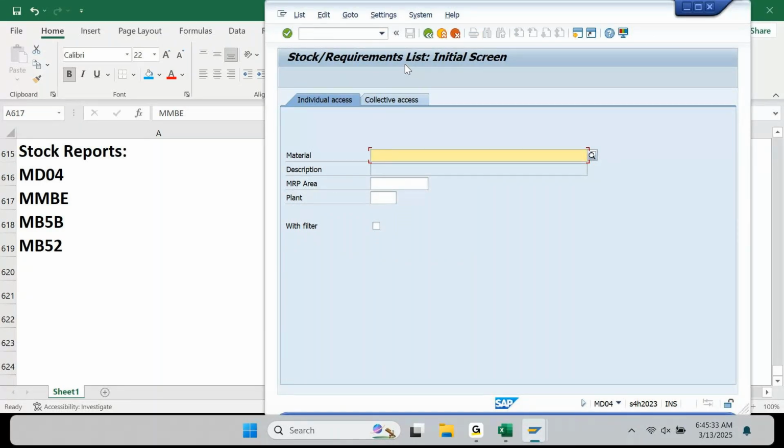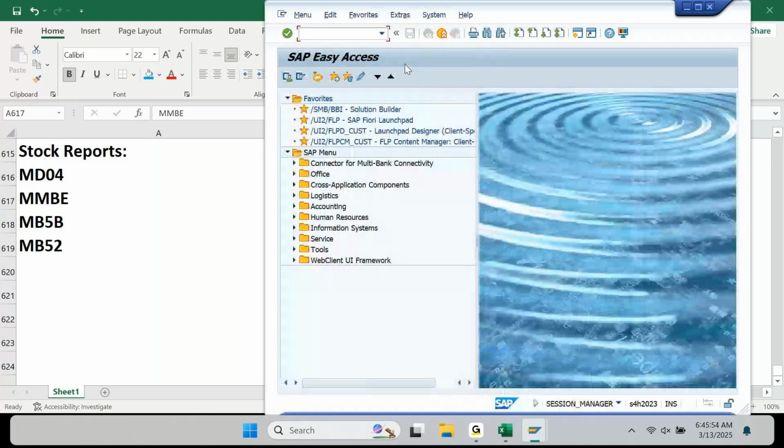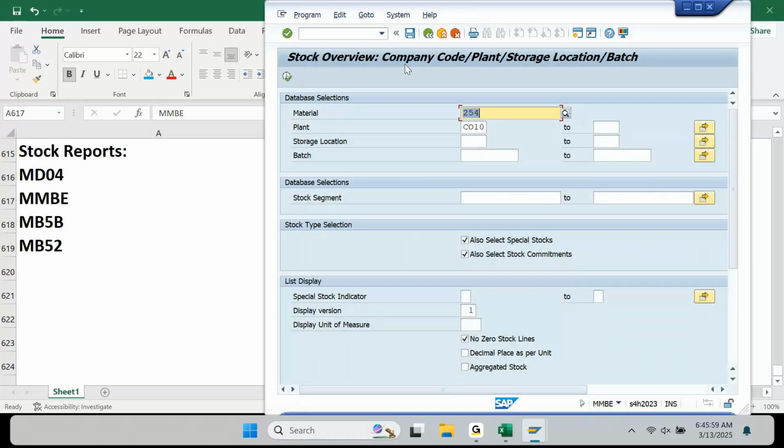Currently, we created one material, right? Let's say 254 laptop, plant CO10. I'm just displaying it, that's it. It is telling some error is there in this MD04, ignore it. Next one, MMBE, stock overview. Put your material number, plant code, and then click on execute.